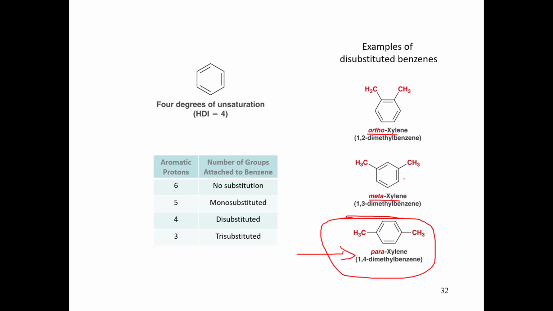So ortho and meta, that's okay. If you write ortho and or meta, it works. You will get full credit. But for the para substitution, it has to be para substitution. There is no way you can miss the para substitution.